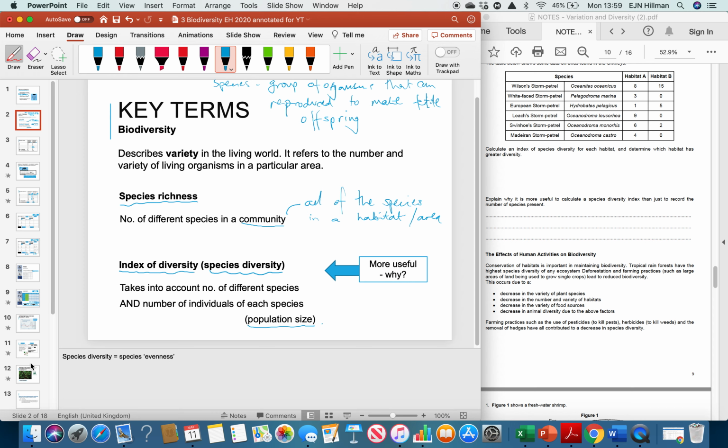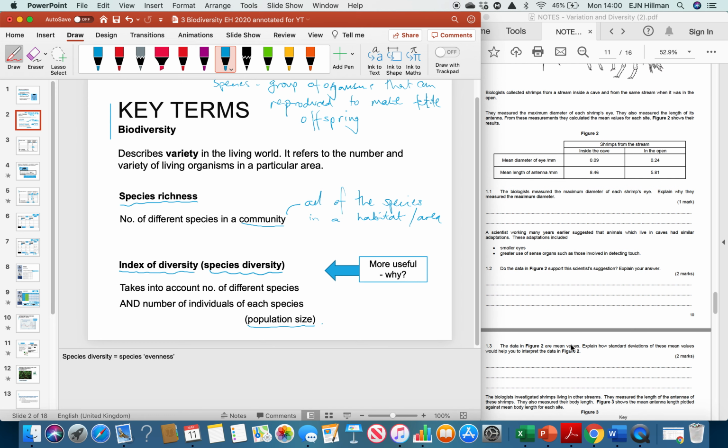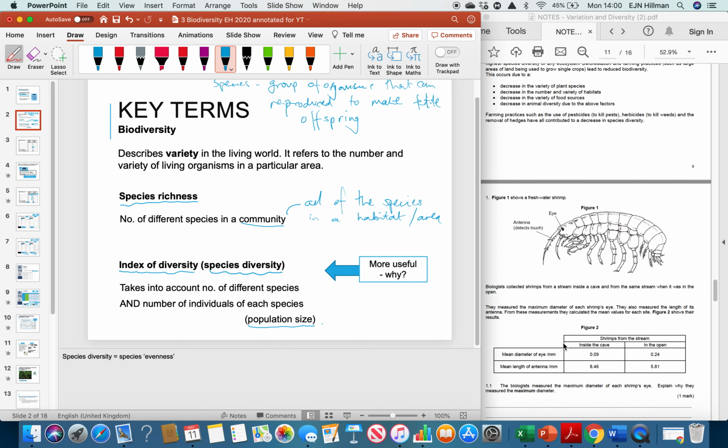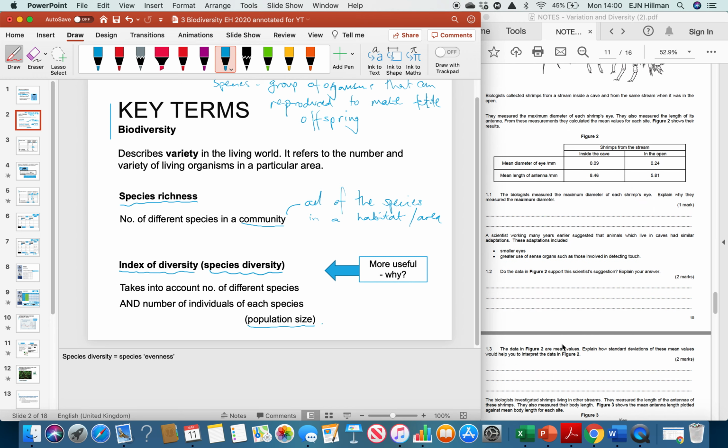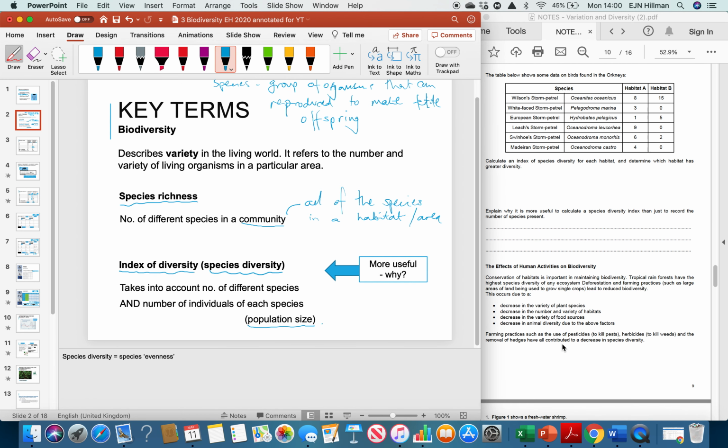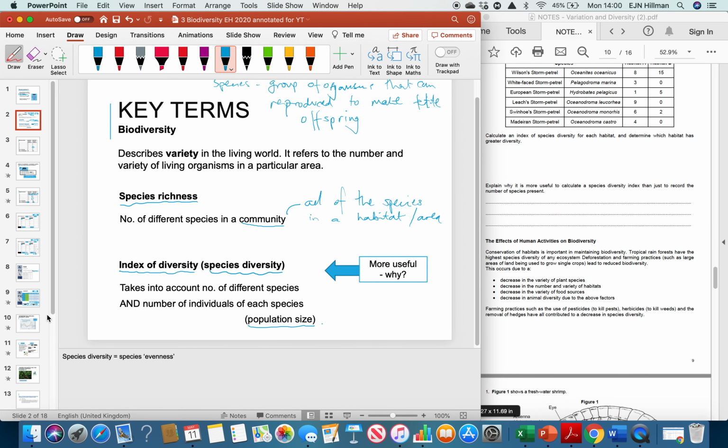Okay, so that's everything for index of diversity. There are some other examples I'm sure your teachers will expect you to complete at the end of this booklet, but I'm not going to do that now. I don't want to give away all of the fun there.